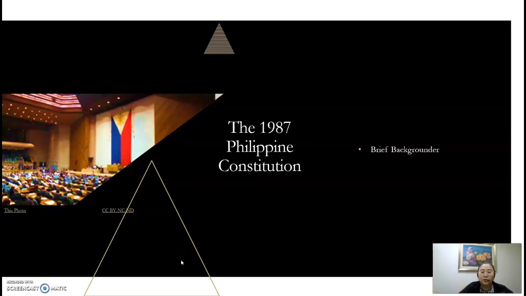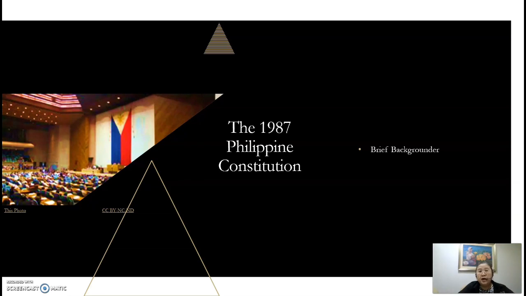Now let's go to the Philippine Constitution. The prevailing constitution in our country is the 1987 Philippine Constitution. But as you know, we have had other constitutions in the past. Throughout the history of the Philippines, we have had several constitutions. And if you review your Philippine history, we had our Malolos Constitution. We also had predecessors of the 1987 Philippine Constitution.